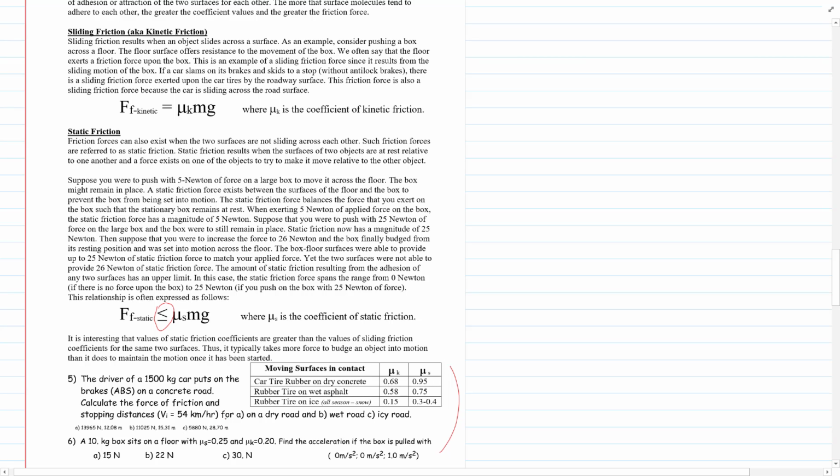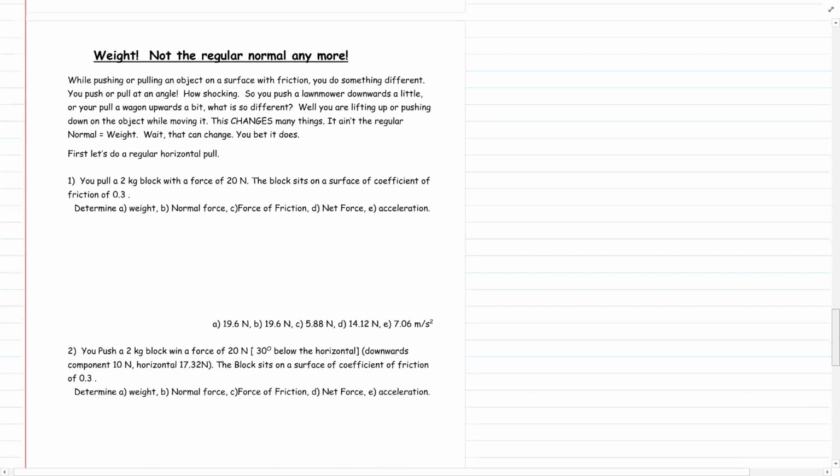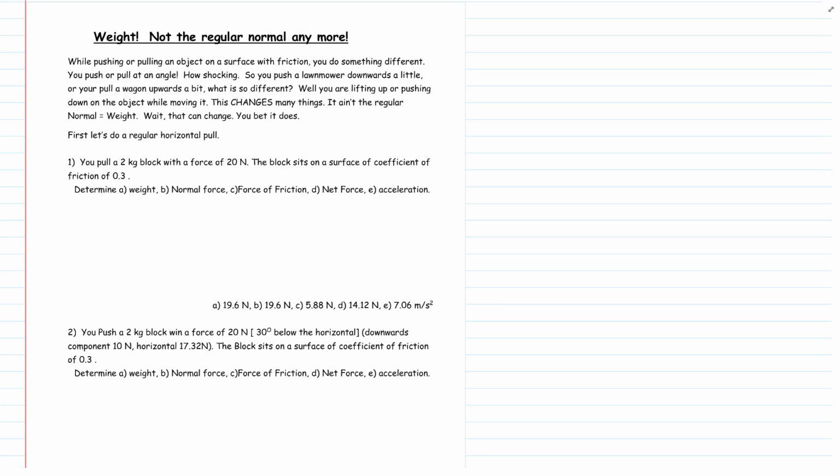And now here's anti-lock brakes. So they're now static. Use static. Before we used 0.15, now it's from 0.3 to 0.4. And do number 6. Okay. And we'll wait to do this one in a moment. So get those questions done. And we'll do this one when the weight ain't normal anymore.